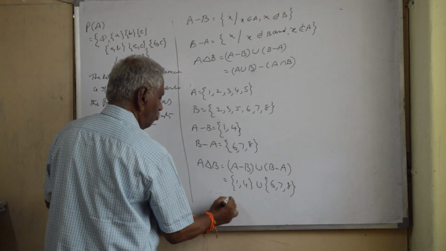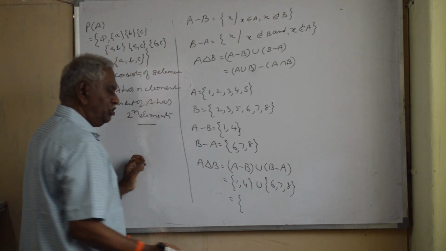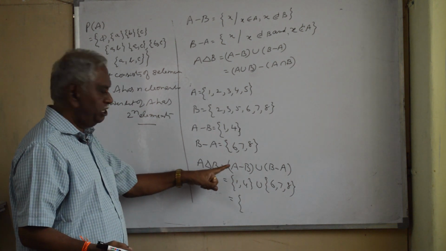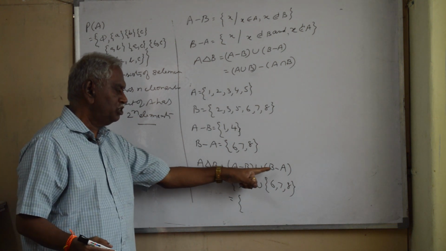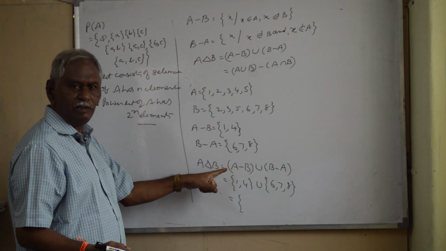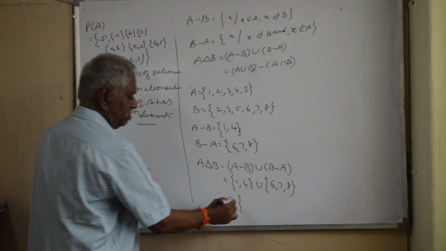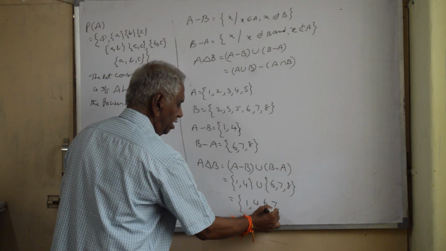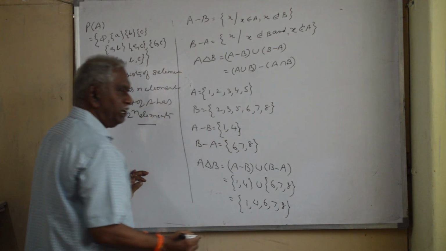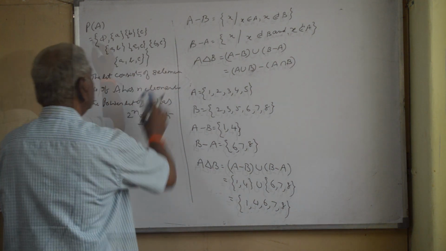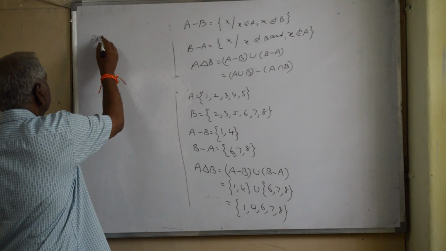By definition, the union is the elements which are in A minus B, and the elements which are in B minus A. So let us write this one: {1, 4, 6, 7, 8}. These are the elements of A delta B. Let us consider the same in another way. A union B.